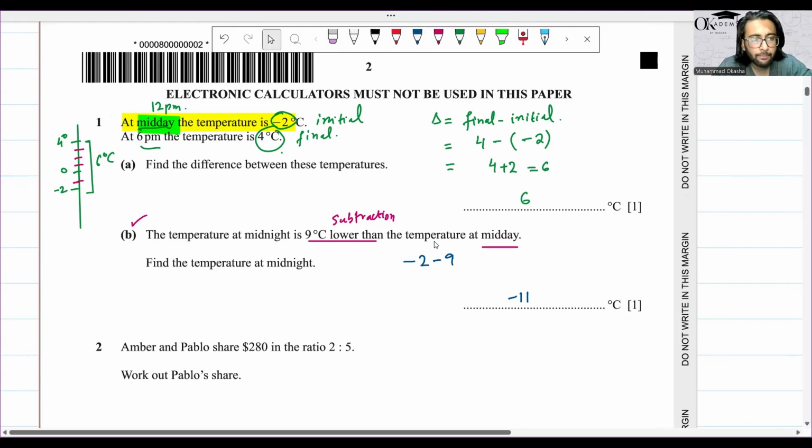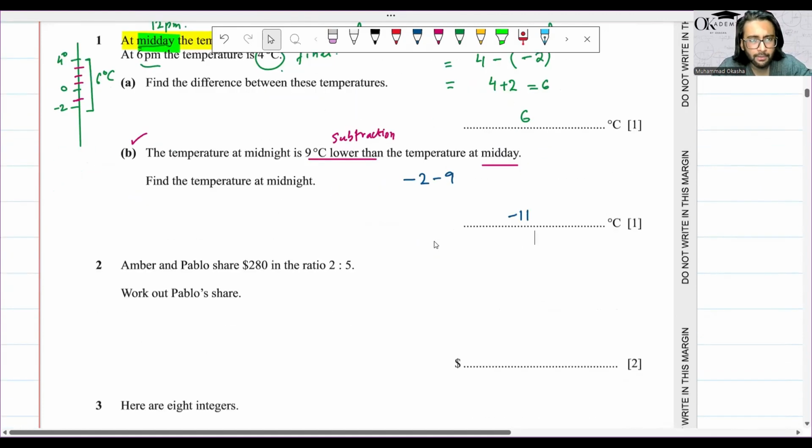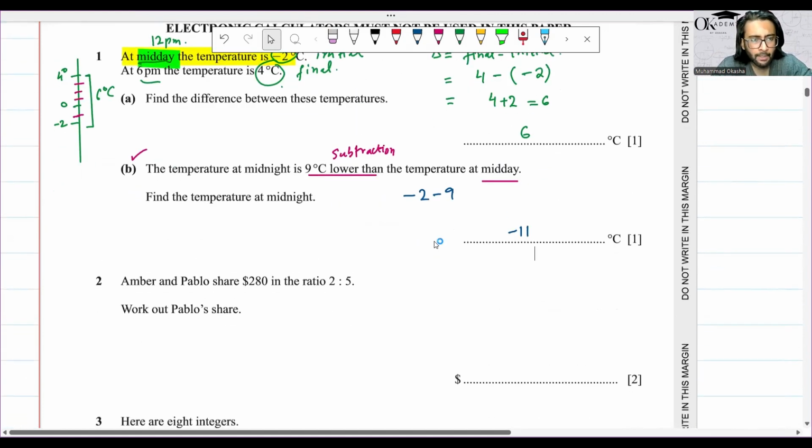Okay, so there goes question number 1. That was a good warm-up question, pretty easy though.